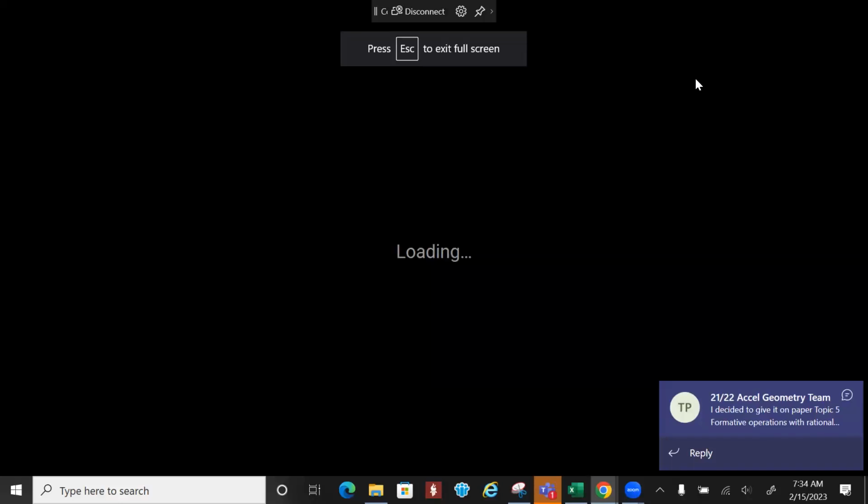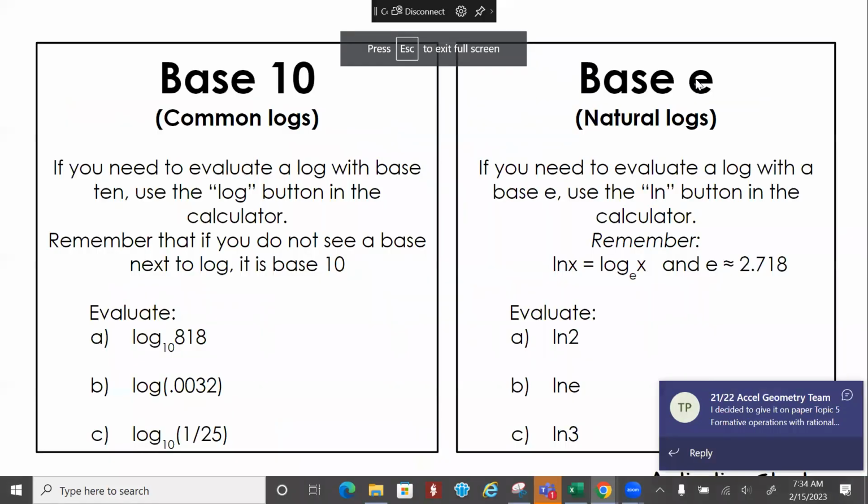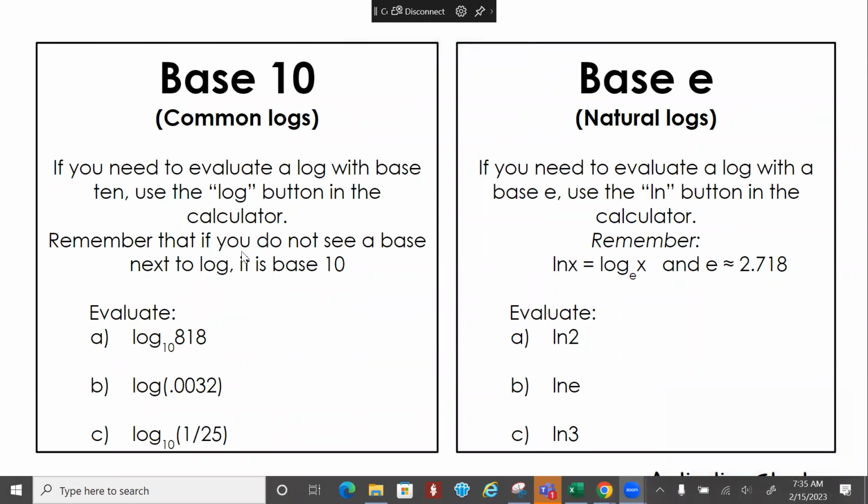Okay, now we're actually getting into the important parts of logs. So if you need to evaluate a log with base 10, use the log button in the calculator. Remember that if you don't see a base next to the log, it's base 10. So can you go ahead and evaluate these? Go ahead, take your calculator. You can use Desmos, just like we went over. I don't know if iPhones do logs. Yes, they do. You can do them also on your iPhone. Okay, so go ahead and take a second. Try A, B, and C.